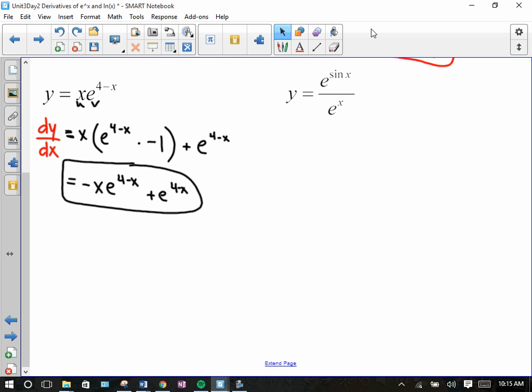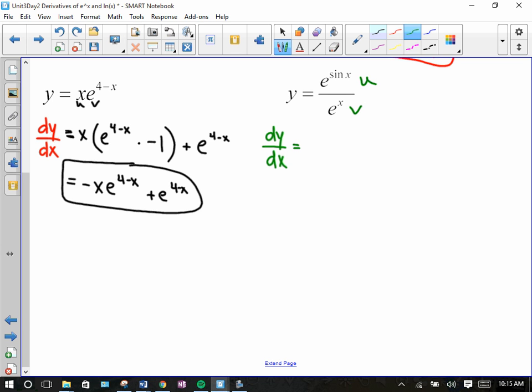Alright, right here. We have one last problem with e to the x, with exponentials. So we have dy/dx is equal to, this is u and v. Okay? So, what rule is in here? Quotient rule.